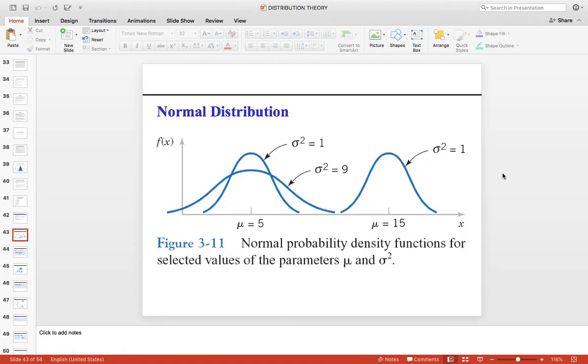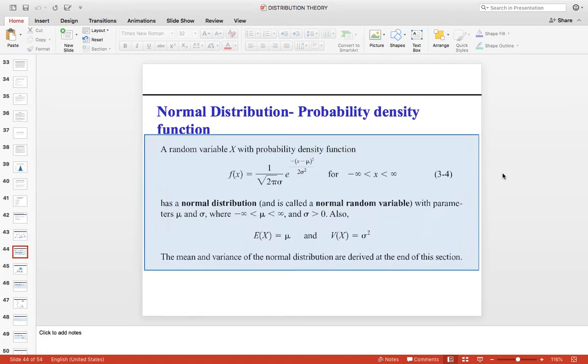This is the probability density function. These two are the parameters of the distribution: one is sigma, which is the standard deviation, and the other is mu, which is the mean. As the variable changes, you get the probabilities for each value of x, and that's called the probability density function. This is the probability density function of the normal distribution. When I substitute values into this, I get the probability distribution.